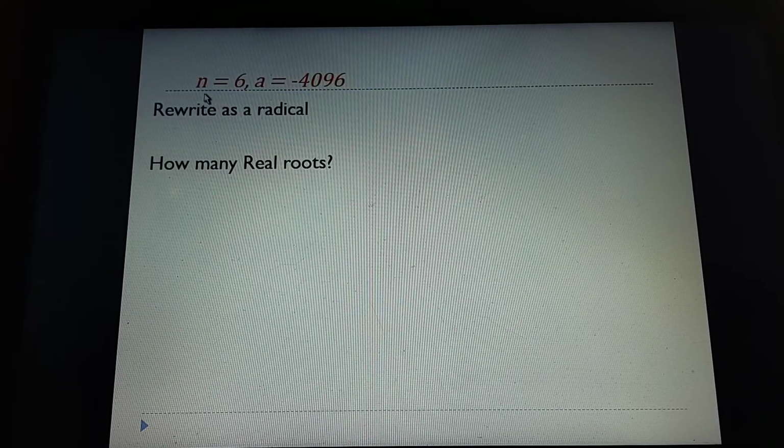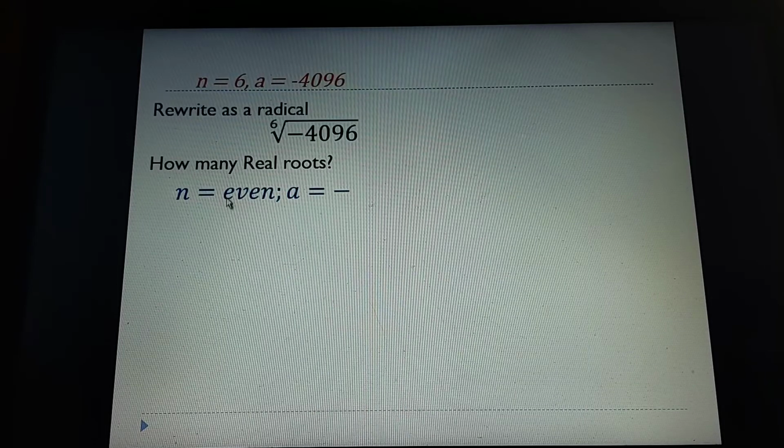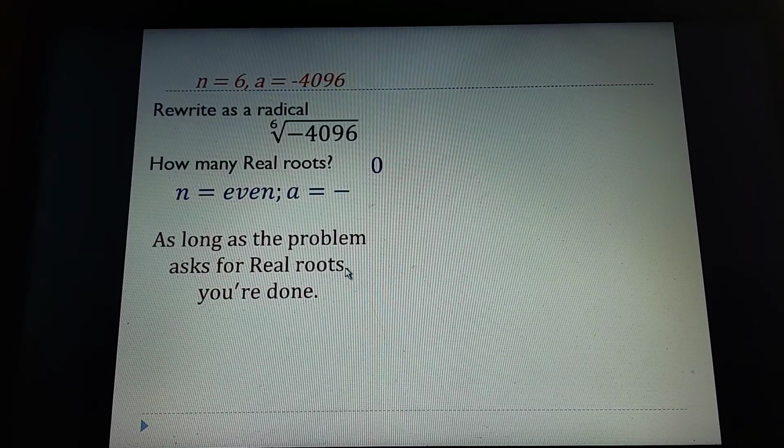Okay, now we have an index of 6 and a radicand of negative 4096. So we rewrite it. How many roots? It has an even index and a negative radicand. And when that happens, it has no real roots. So that means we can't evaluate it. You're done, as long as it's asking for real roots. If it's asking for any roots, then you could add the i's.